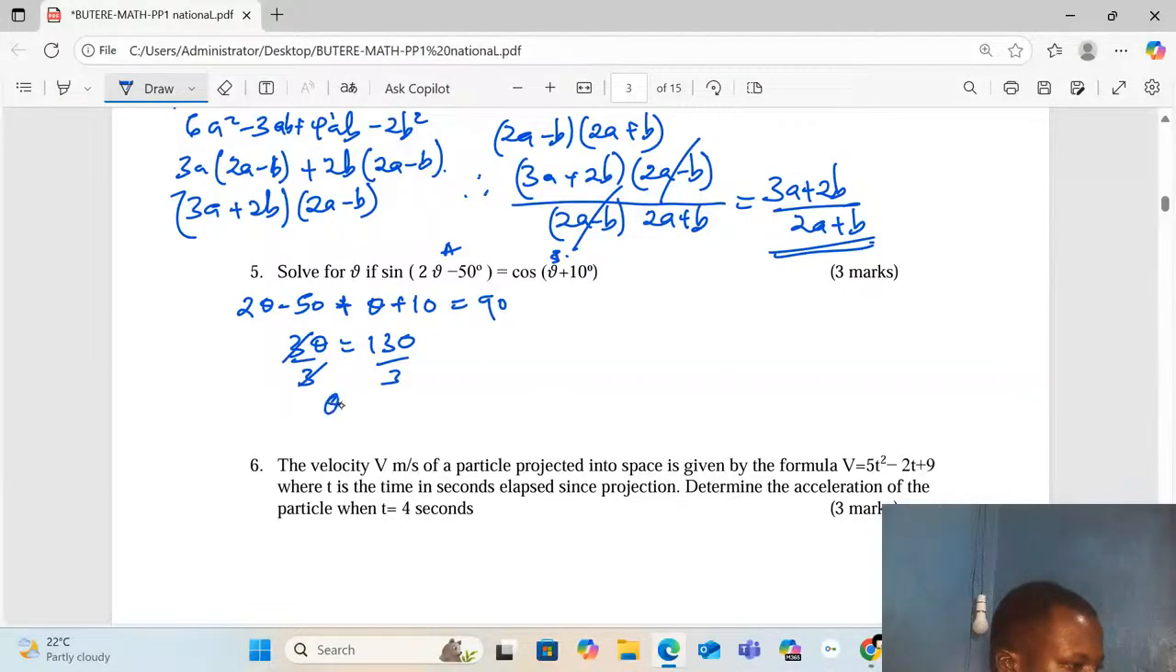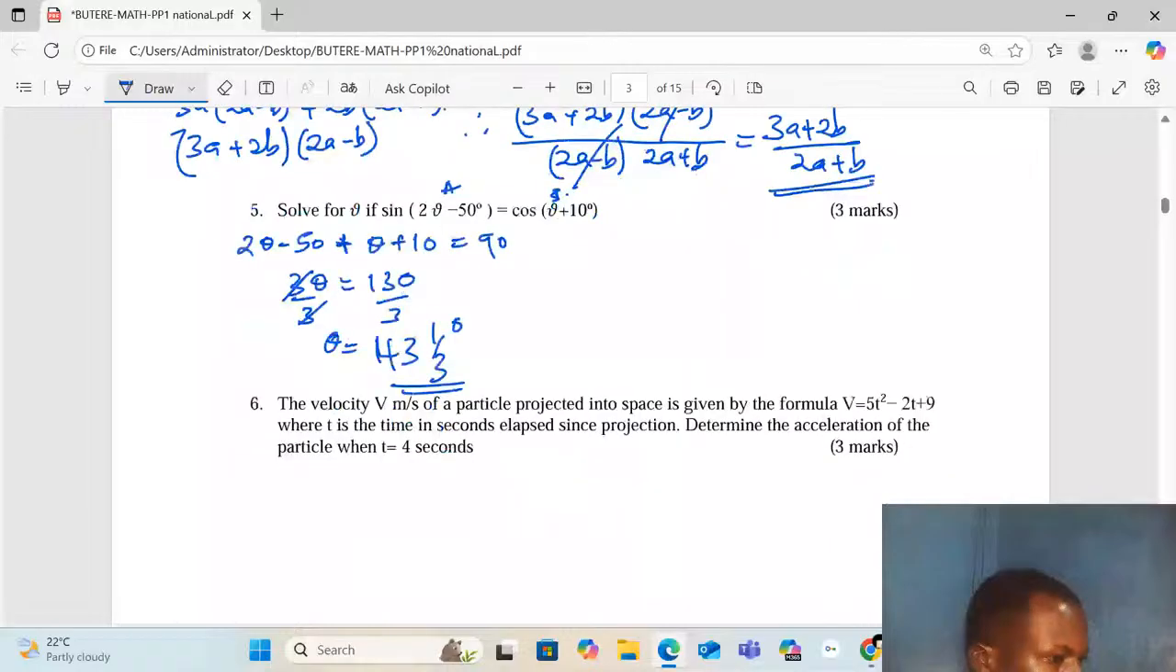So we divide by 3, then theta becomes now 130 divided by 3, so we shall have 43 and a third degrees. So our theta is 130 divided by 3, we get 43 and a third degrees. That is how we find the value of theta.